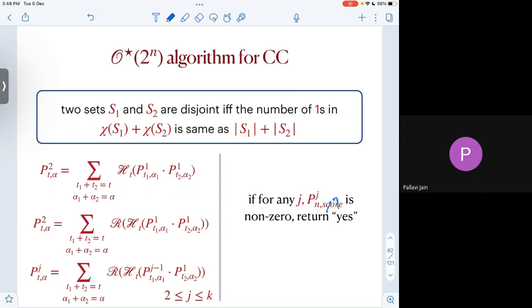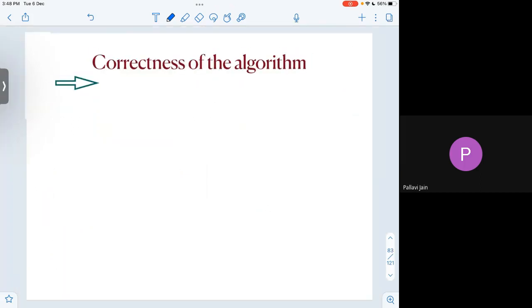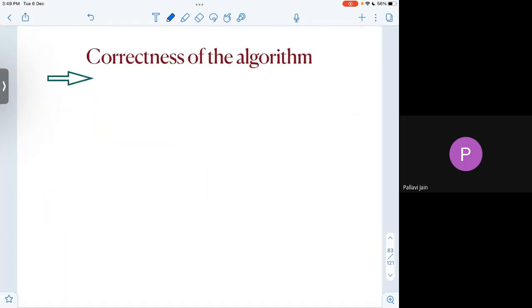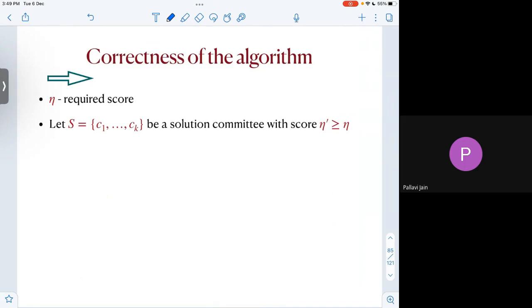Okay, let's look at the correctness. So let's say S is a committee with the score eta prime, which is greater than or equal to eta. Eta was the desired score. Now I want to claim that you will return yes.